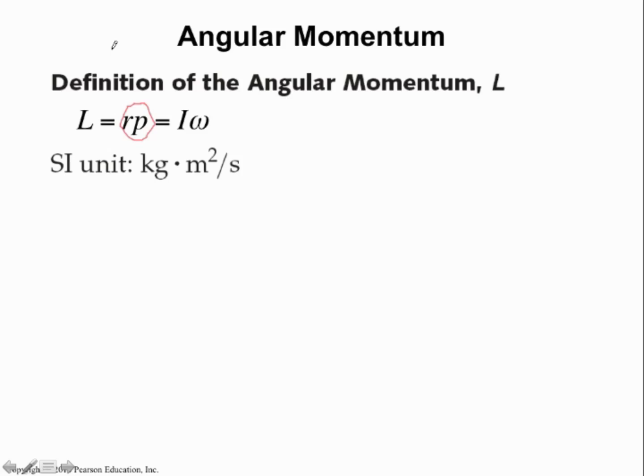Basically, the bridge between them is R, the radius. Multiplying the radius by the linear quantity gives you the angular quantity. And so the linear momentum P times the radius will give you the angular momentum, and that equals I omega. Now we're going to prove the I omega part on the next screen, but it's important to write the definition down: L equals RP equals I omega. The SI unit is kilograms meters squared per second. That makes sense too, because if kilograms meters per second is linear momentum, you're multiplying that by R, and so you're going to have meters squared instead of just meters.